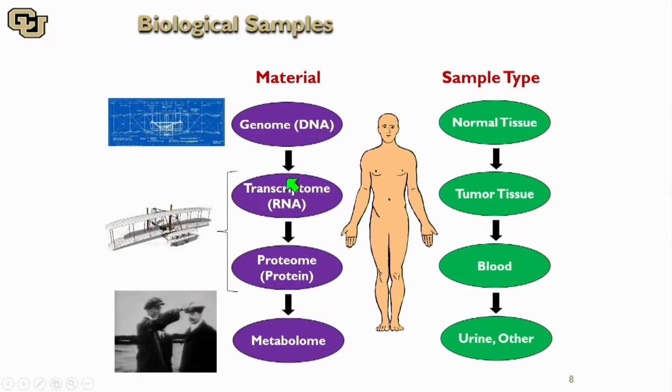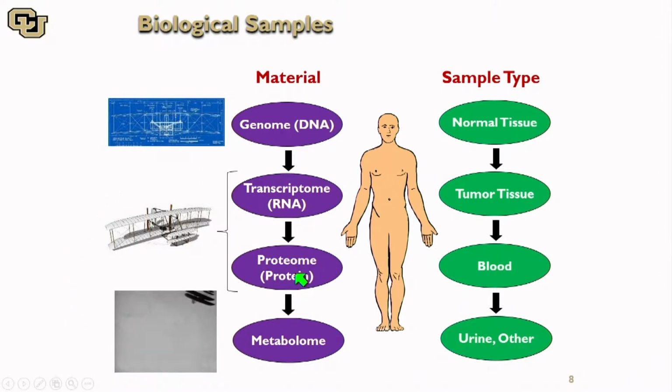So there are many things that we could use as reagents really to discover how cancer works. And there are many materials, and I think of the analogy with the Wright brothers plane. You have the blueprint, which is the DNA. You have the RNA and the protein, which is basically the model of the plane. And then you have the metabolome, which is basically the plane actually flying.